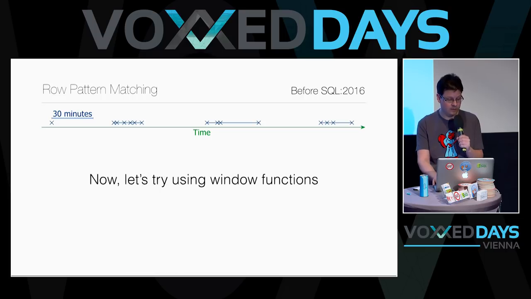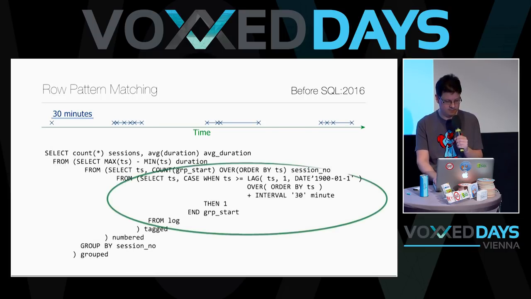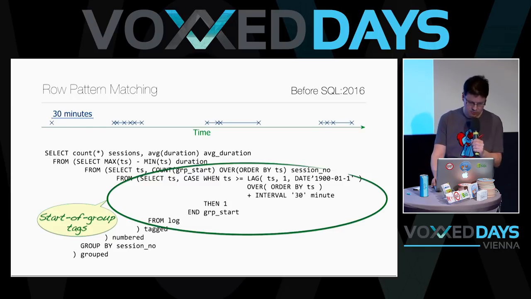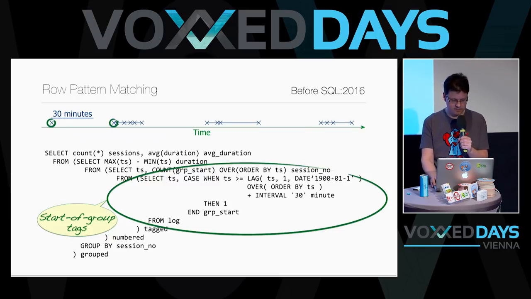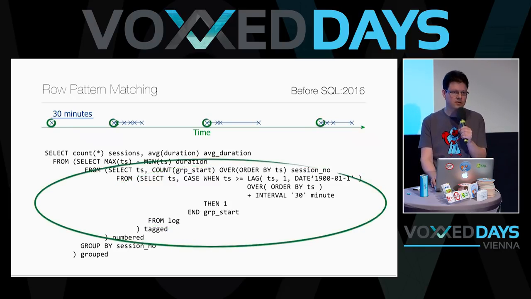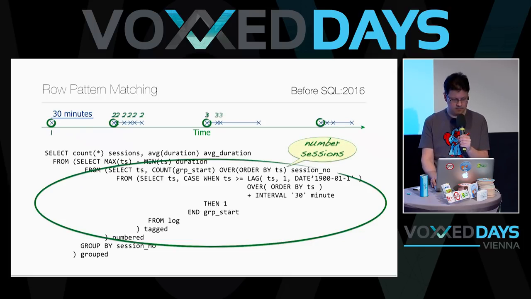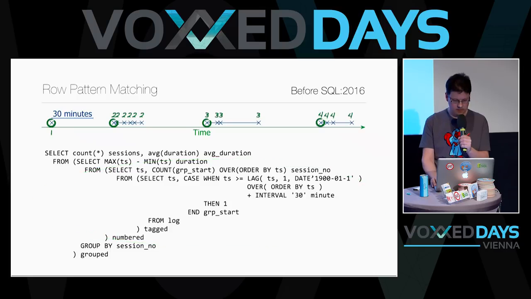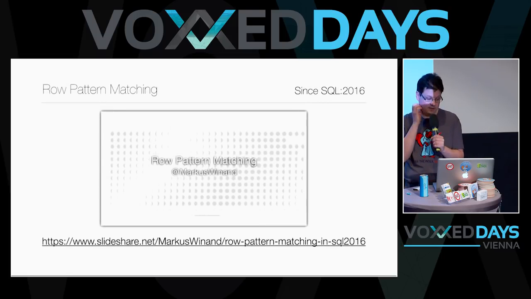If you try to do that with window functions, it looks like this. I will just skip through because time is running out. So this is the over clause. You can nest it indefinitely. So yeah, this is how it's done without this new fancy thing.